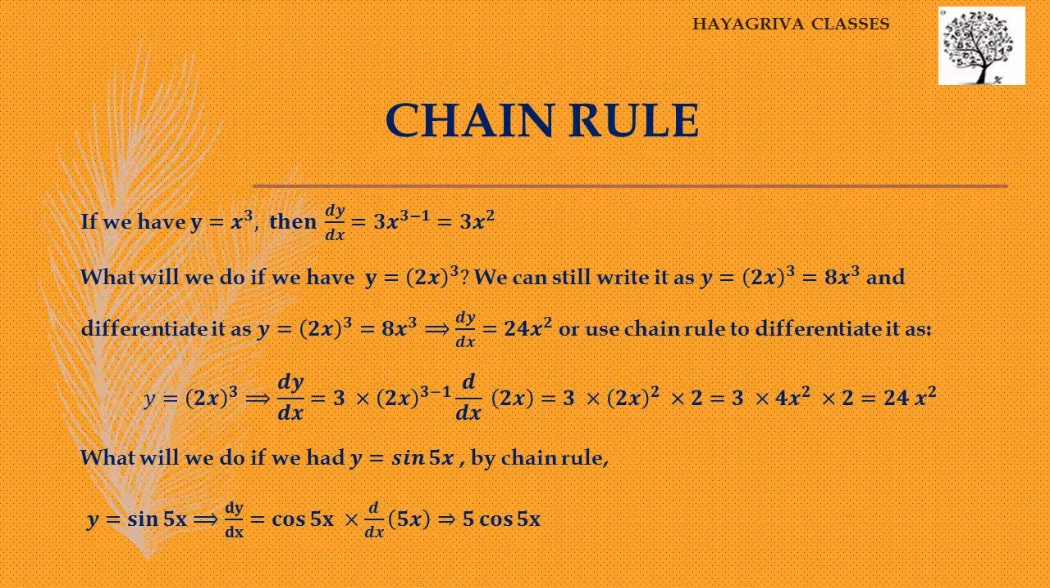What if we had been given, instead of x cube, 2x the whole cube? Of course, you would have just expanded it. 2x the whole cube is 8x cube. And then once again, you would have differentiated using n into x power n minus 1. Keep 8 as it is. X cube, when you differentiate, you get 3x square. So you get 24x square. Okay, this is fine when we are able to simplify functions.